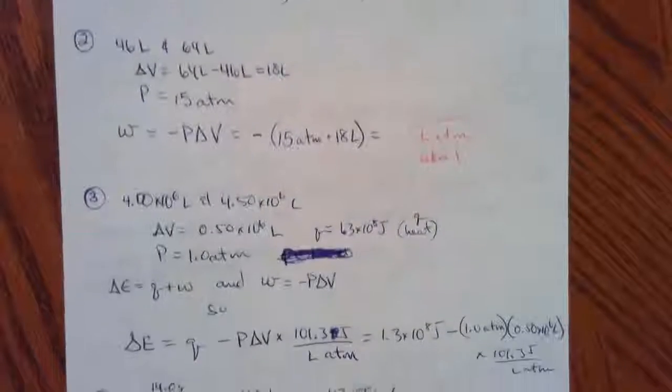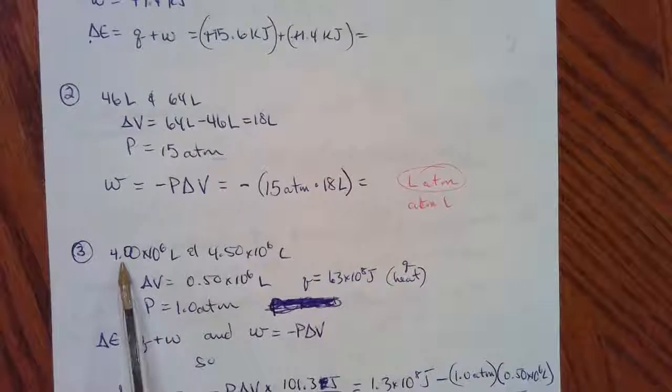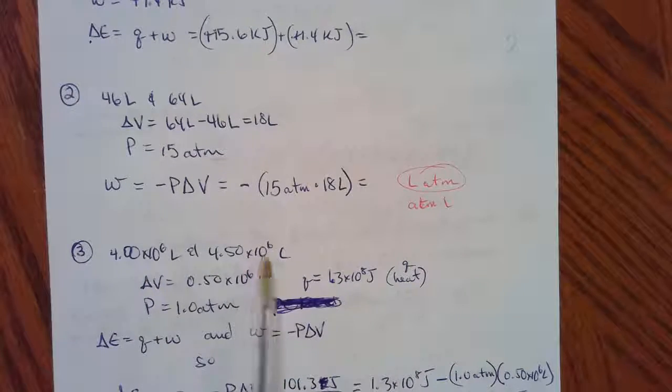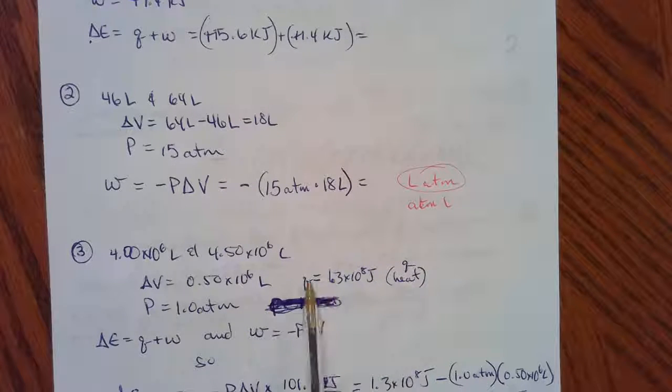Number three, we're going to put both of those equations to work. We know that delta E is Q plus W, and W is negative P delta V. So delta E is Q minus P delta V. They gave us a correction figure in there, 101.3 joules per liter atmosphere. This is going to multiply P delta V. Remember, it was in liter atmospheres, so that will cancel out the liter atmospheres in the problem. It went from 4 times 10 to the 6 liters to 4.5 times 10 to the 6 liters, for a difference of 0.5 times 10 to the 6 liters. And it said that Q was 1.3 times 10 to the 8th joules. They called it heat. That's how we know it's Q and not anything else.